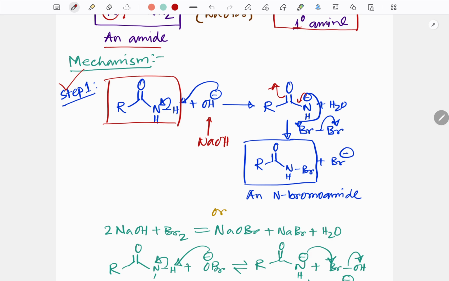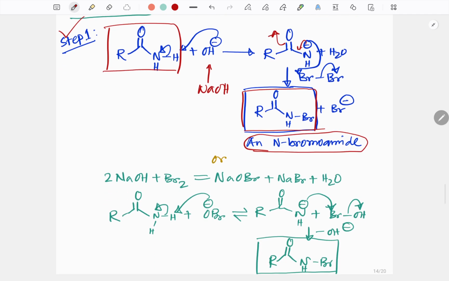Now in the next step what will happen? This NH minus will attack the bromine molecule, and ultimately it will generate an N-bromoamide intermediate. So this is the structure of the N-bromoamide intermediate.